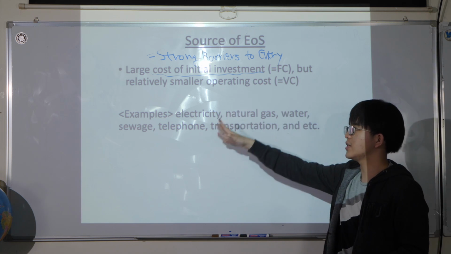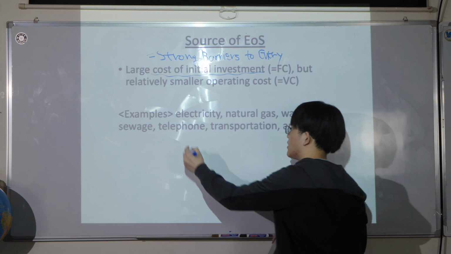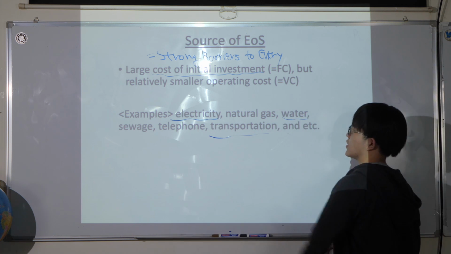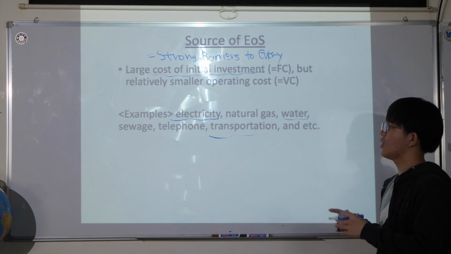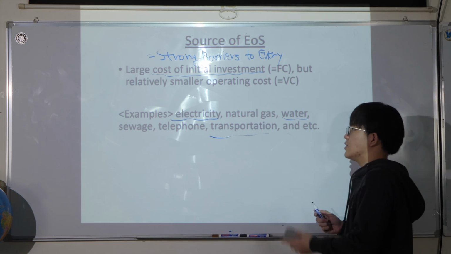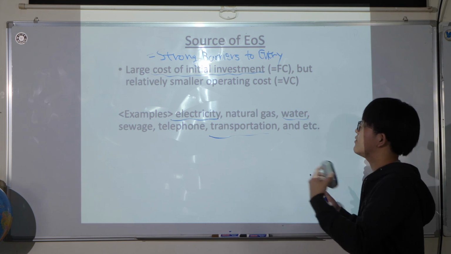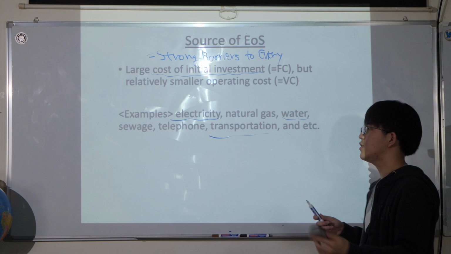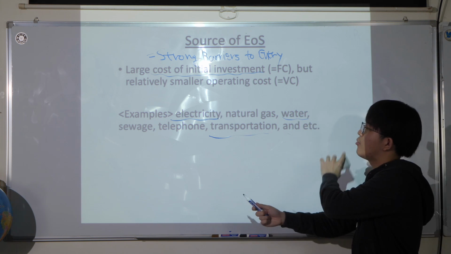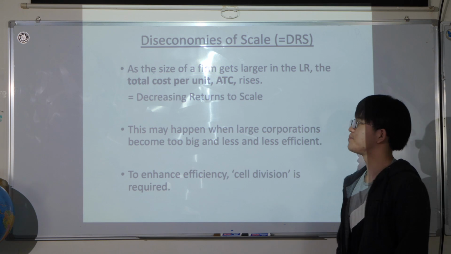So you should understand what the examples of this are. Usually we have utilities like electricity or water or transportation, things like that. So these are mostly utility things, kind of necessities, and they usually have a higher initial investment cost. However, operating cost is really low compared with the investment cost. So now we have diseconomies of scale.